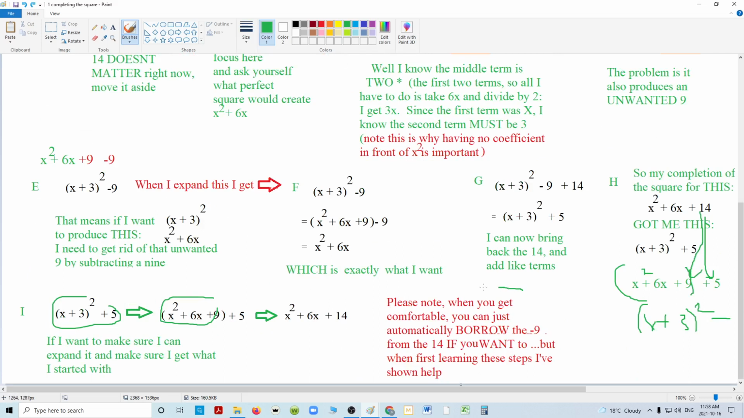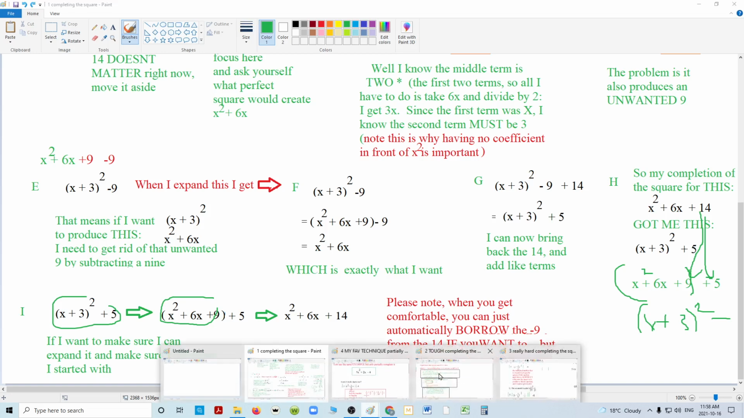Please note, when you get comfortable, you can just automatically borrow the 9, or the minus 9 plus 9, from the 14 if you want to. But what I've done is first learning these steps. These steps I've shown will help on the more complicated ones. Let's get to a more complicated one.